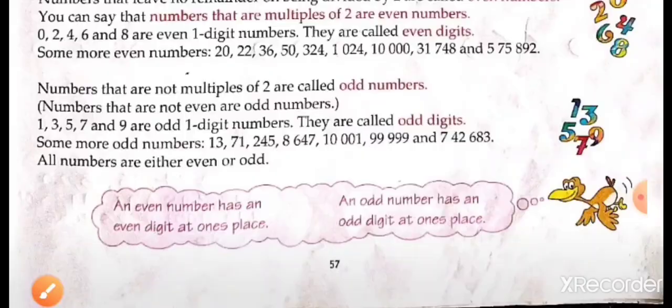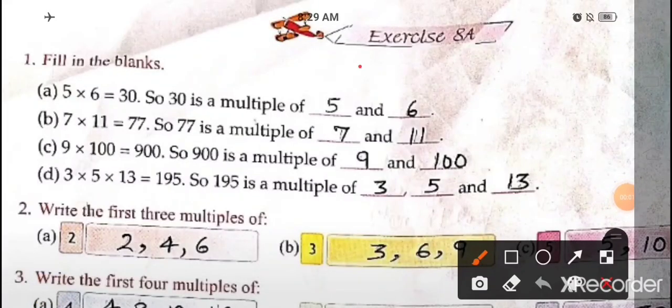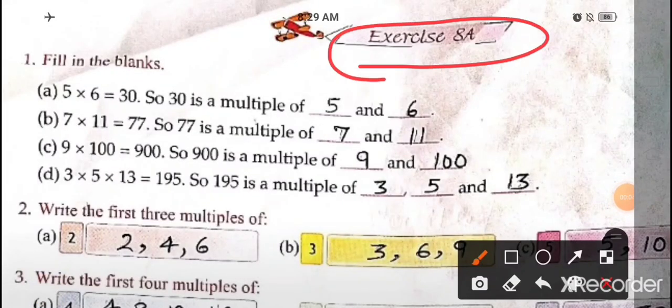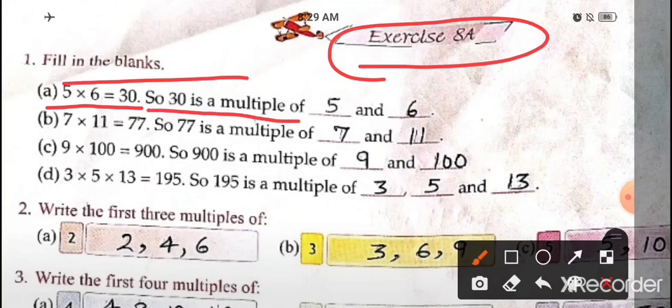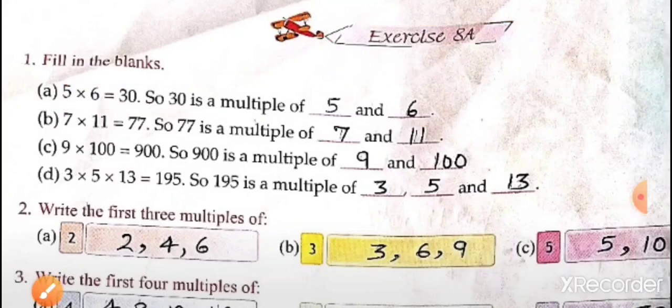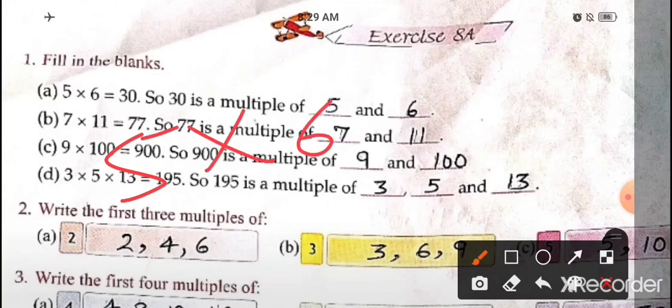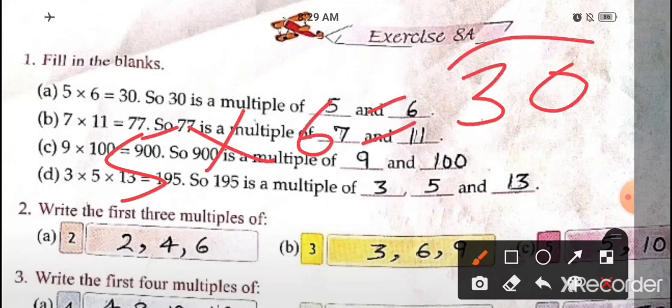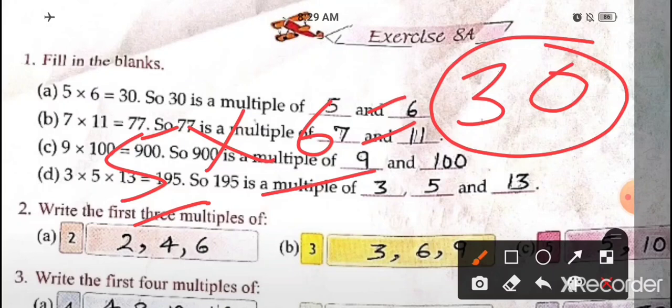Now exercise time. Now exercise 8A at page number 58. First question, fill in the blanks. A part, 5 multiply 6 equal to 30. So 30 is a multiple of 5 and 6. 5 multiply 6 equal to 30, so 30 is a multiple of 5 and 6.